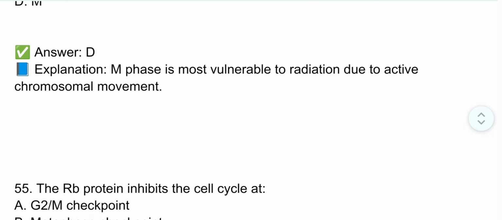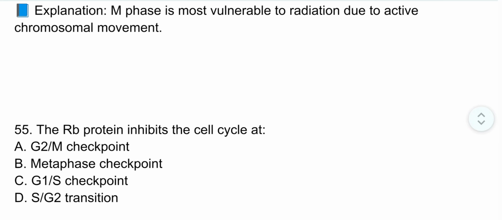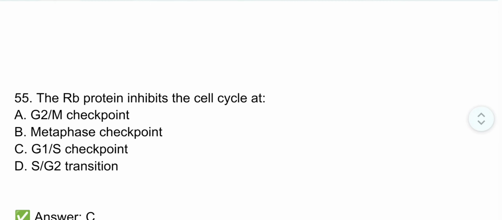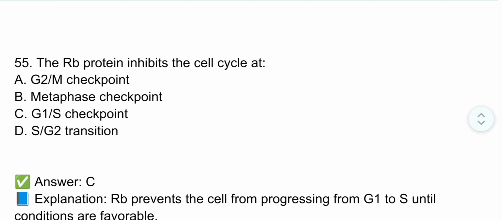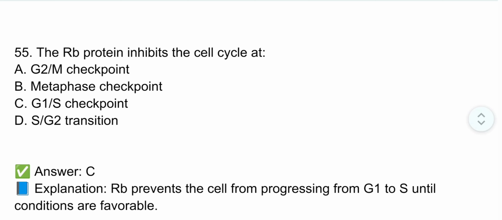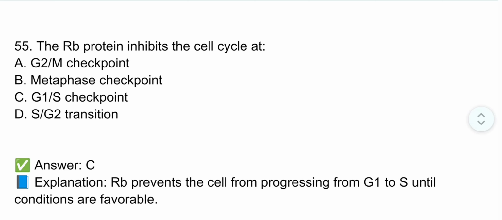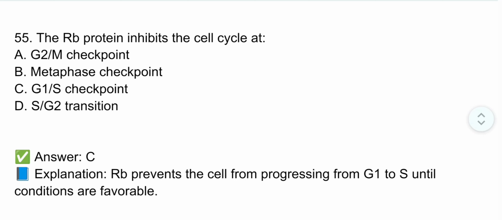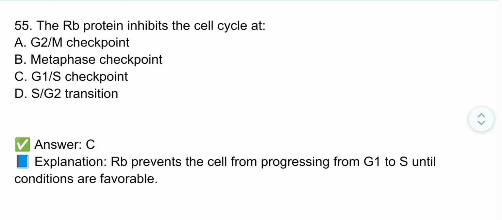Question number 55. The RB protein inhibits the cell cycle at? The correct option is option C. G1/S checkpoint. RB prevents the cell from progressing from G1 to S until conditions are favorable.